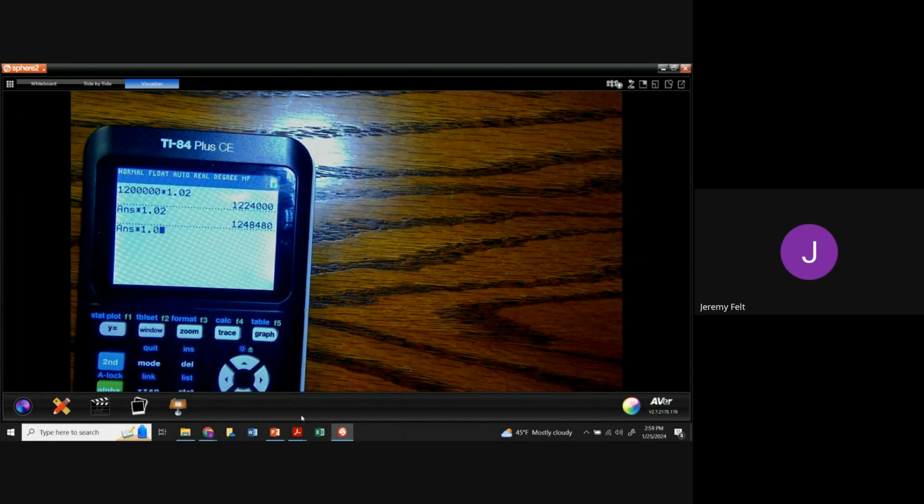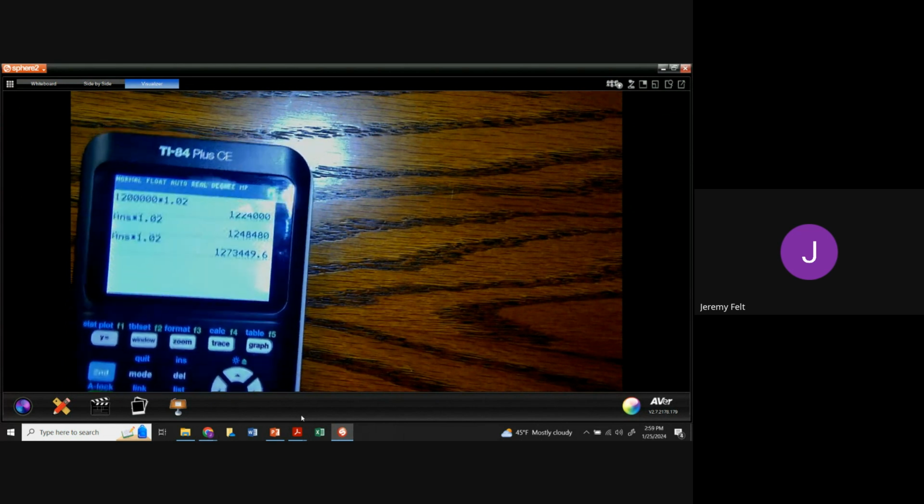Times 1.02 again, and it's going to keep going. We were asked for after 3 years. Okay, so that was 3 years.